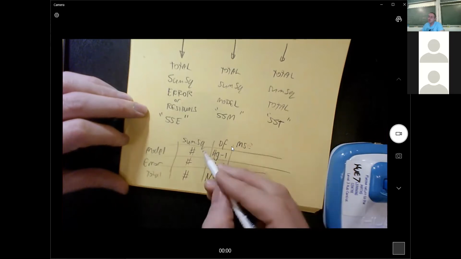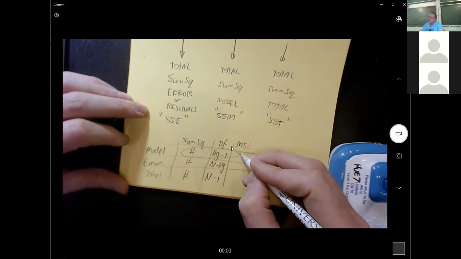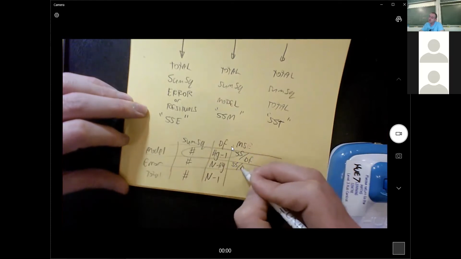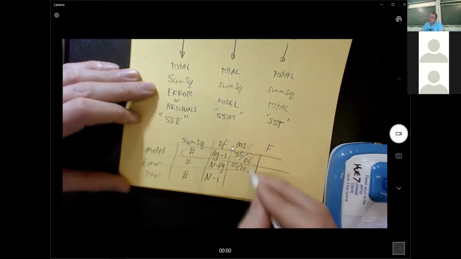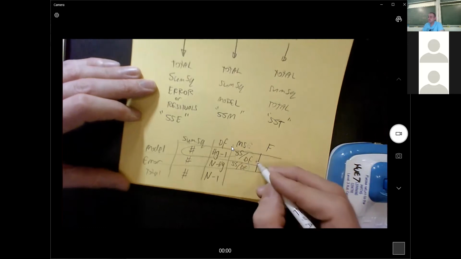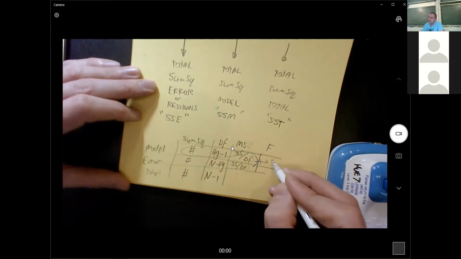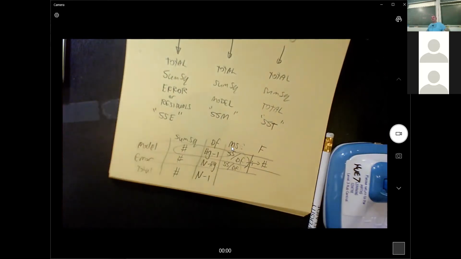And then the mean squares, if you go this divided by that, that will produce this answer here. That's the sum of squares divided by the degrees of freedom. And this is its sum of squares divided by the degrees of freedom. And then the F statistic is this divided by that. That division goes here. And that is how you calculate the test statistic.